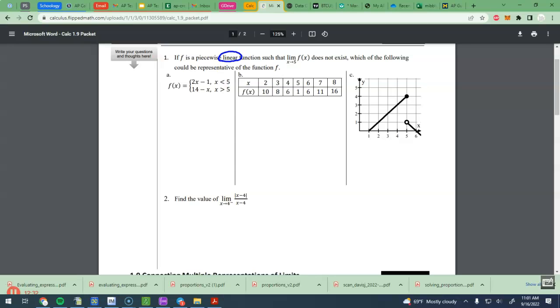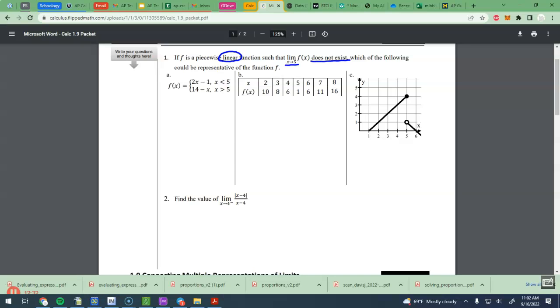And we want a situation where the limit as x approaches 5 does not exist. Well, when I see piecewise and does not exist, what I'm thinking is they're going to have different values. So one piece, the limit's going to be one thing, the other piece, the limit will be some other y value, and since they're not the same, and I wouldn't know which one to pick, I just say does not exist. So A is pretty straightforward.